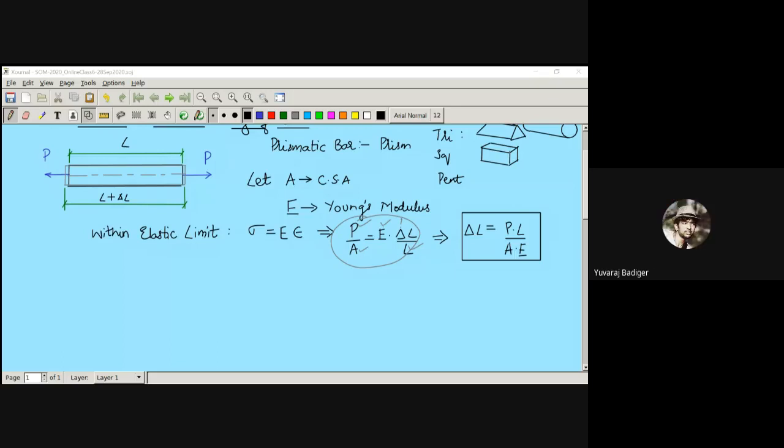You talk about a rod being heated and forced to stay at a particular length. So there you have seen this. Fine. So now, delta L is equal to PL by AE.